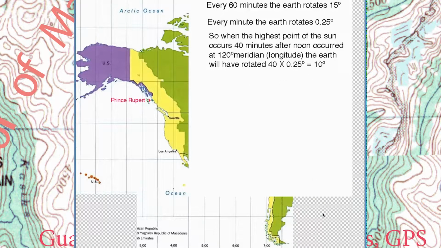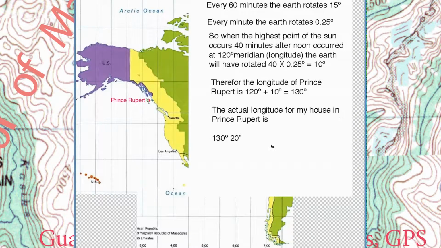So that means that the longitude of Prince Rupert is 120 degrees, plus the 10 degrees that it has moved, from there to there, which is not unreasonable. Remember, here's 135, and that would be another 5 degrees, so it's not unreasonable to go 10 degrees from there to there. So it gives us a longitude of 130 degrees. Now, if I look up the longitude of my house in Prince Rupert, we discover it's 130 degrees, right on.